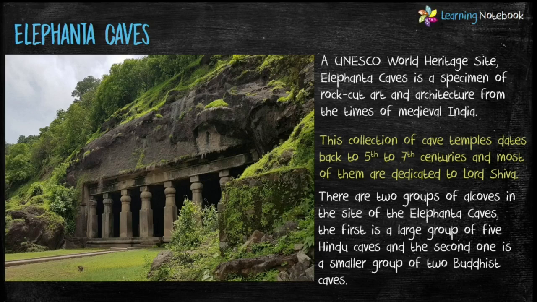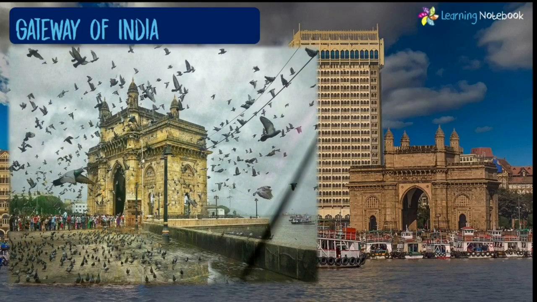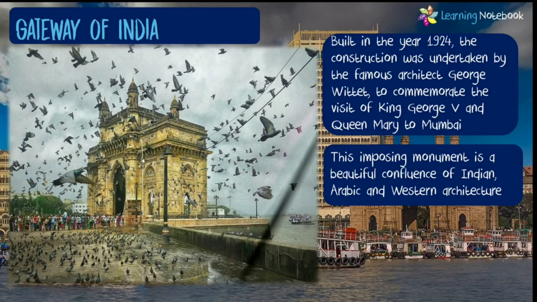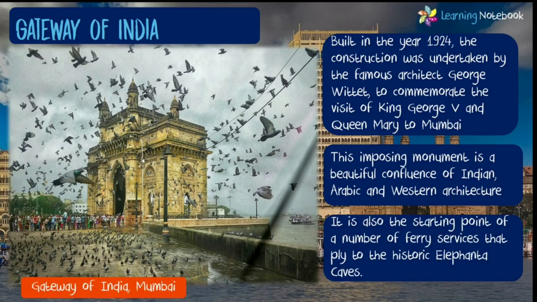Next heritage site of Maharashtra is Gateway of India. This imposing monument is a beautiful confluence of Indian, Arabic and Western architecture. It is also the starting point of a number of ferry services that ply to the historic Elephanta Caves.